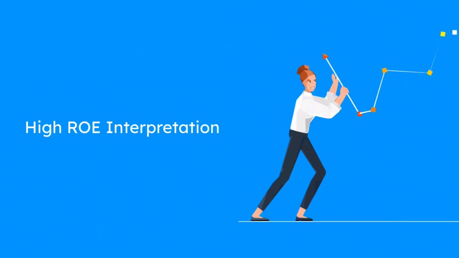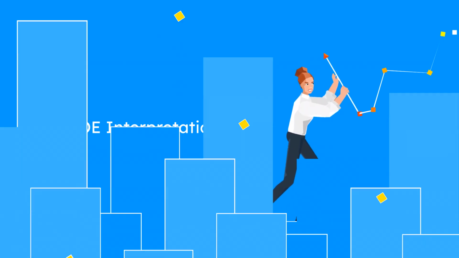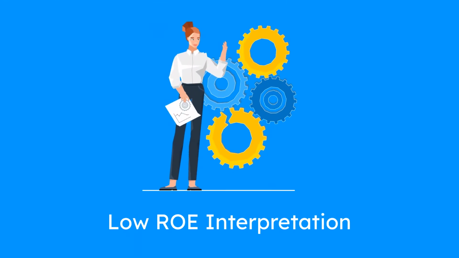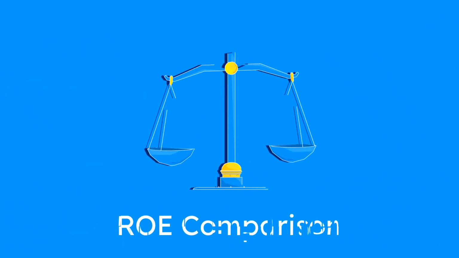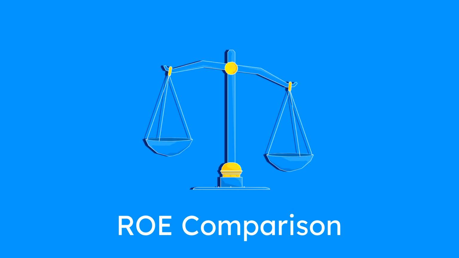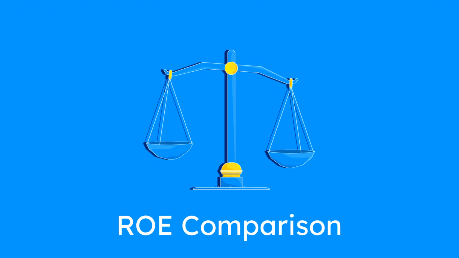High ROE indicates efficient management and strong profitability, often a good sign. Low ROE could mean inefficient use of capital or trouble generating profits. Compare ROE with industry peers. A retail company's healthy ROE might differ significantly from that of a bank.